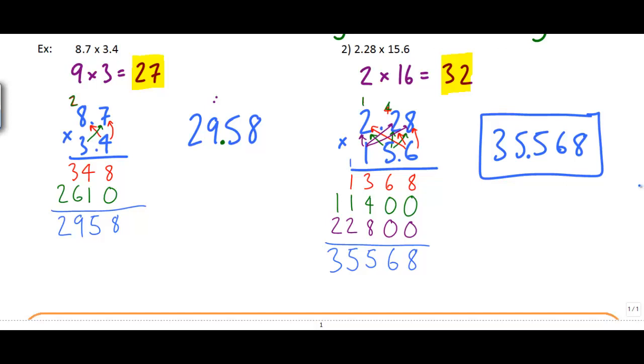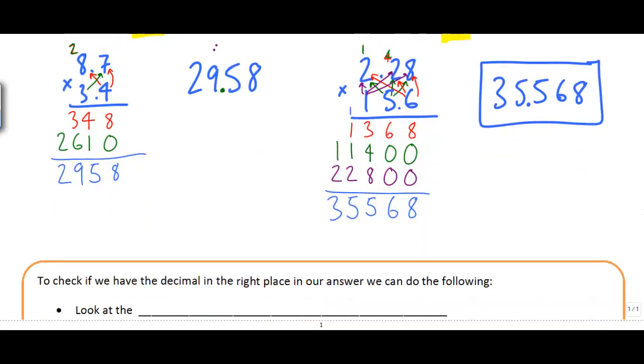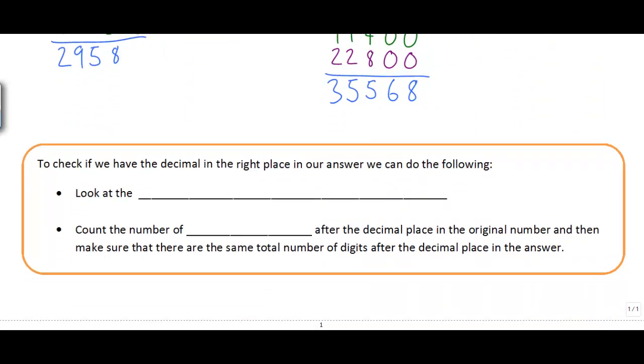Now, after you've done your estimation and your calculation, there's a way to check to see if you got your decimal place correct. I'm just going to go over that real quick. The way to check is to do the following. Look at the original decimal numbers that you were multiplying together. And what you want to do is count the number of digits that occur after the decimal place. So this is key, it's the digits after the decimal place in the original numbers. And the total number of digits should be the same in your final answer.